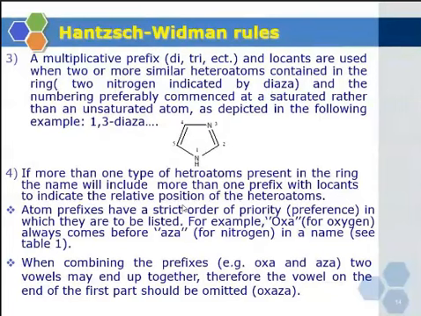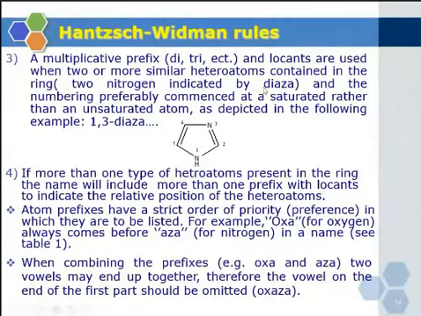For example, we saw 1,3 relative position, 1,2 relative position. We saw the structures of isoxazole, oxazole, pyrazole, imidazole, etc. Now, in case the ring structure bears more than one heteroatom of the same type, then a multiplicative prefix, that is di, tri, etc., and the locants are used when two or more similar heteroatoms are contained in the ring.